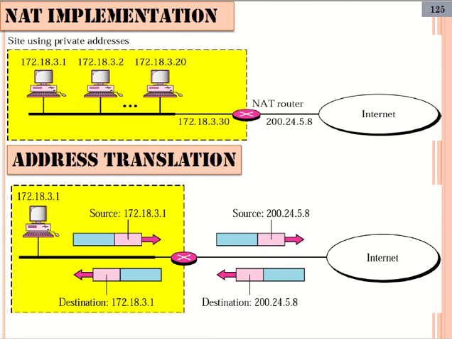Now the next question is, there may be more than 100 systems within a private network. How will the NAT come to know the destination address for the incoming frame or packet when there are thousands of private addresses present? This issue is solved using something called a translation table. So we'll see what that translation table is.